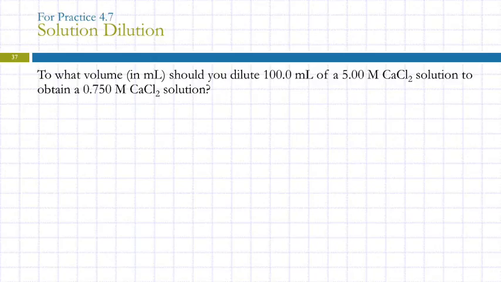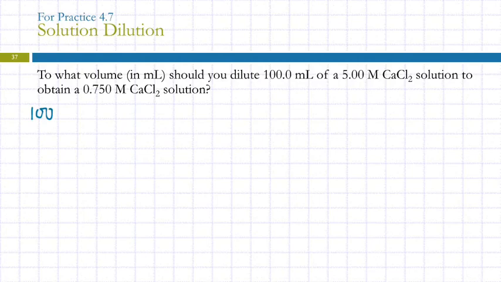So let's practice. What volume in milliliters should you dilute 100 milliliters of a 5 molar calcium chloride solution to obtain a 0.750 molar calcium chloride solution? So these problems will typically have 3 numbers given. So let's pull those out and figure out what they are.